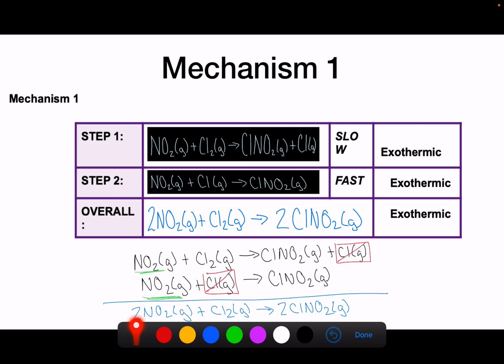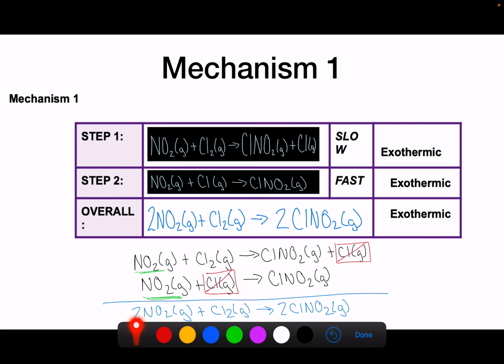Which step is my rate determining step? Again, I go to my slow step. It's going to be step 1. Because this is my slow step and determines my rate, I use it to write the rate law. Rate equals k[NO2][Cl2]. Then I need to draw it. This is exothermic, and there are 2 steps.